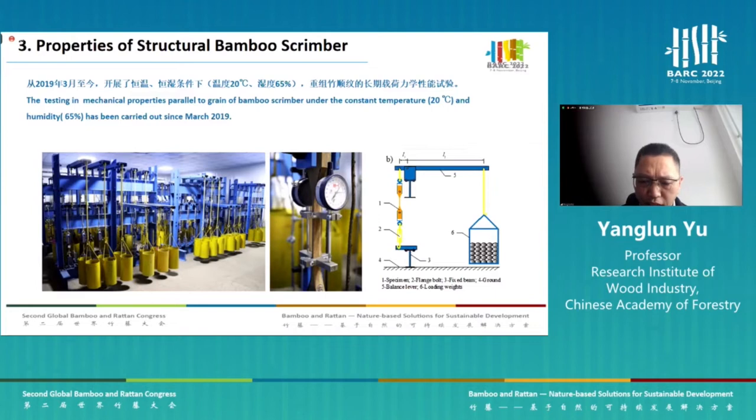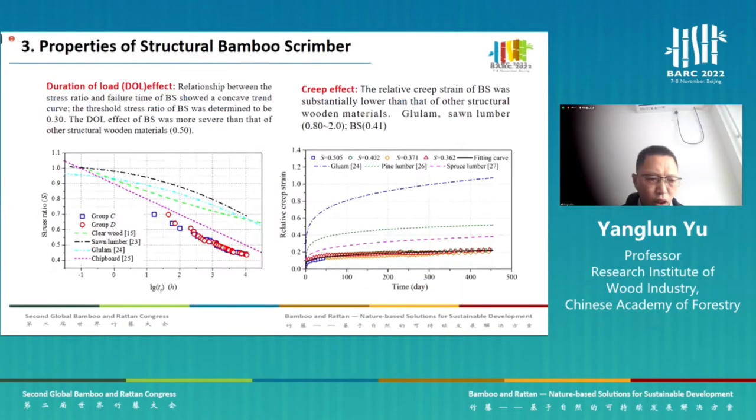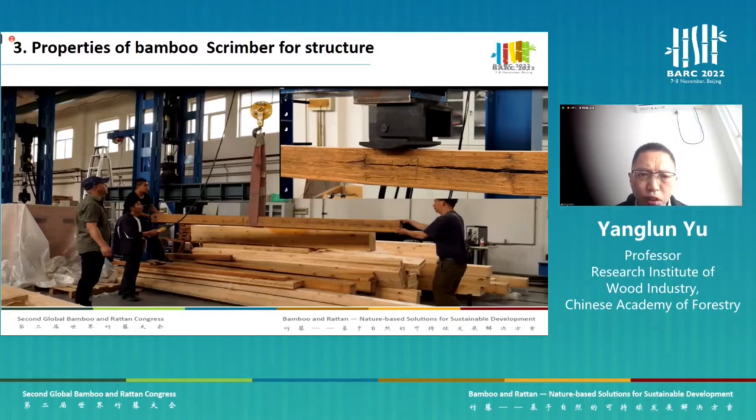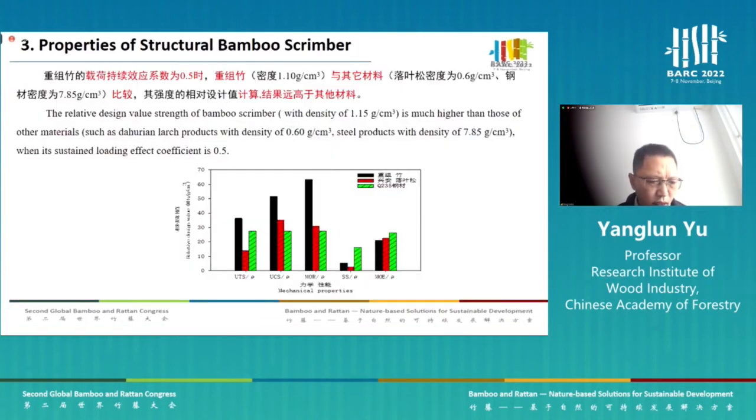We have established a lab since 2019. We have done tests on the mechanical properties of the bamboo scrimber. Now we have the duration of load effect and a creep effect. We can see that the DOL effect was about 0.5, while the other performances are better. These are the experimental results. Based on the data, we have the design value strength of bamboo scrimber with a density of 1.15, which is higher than those of other materials, such as the wood products and the steel products.